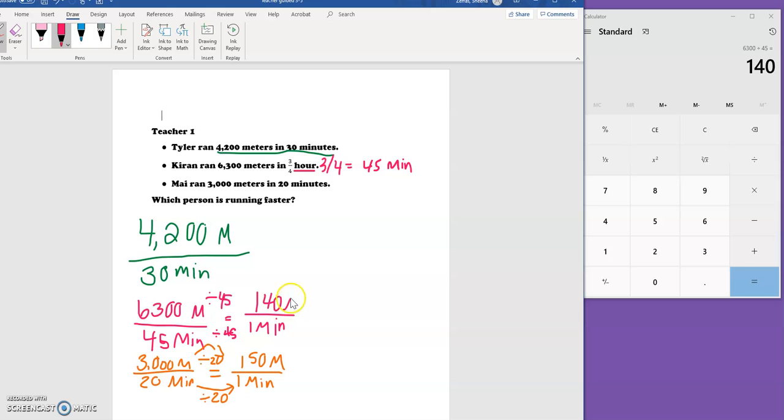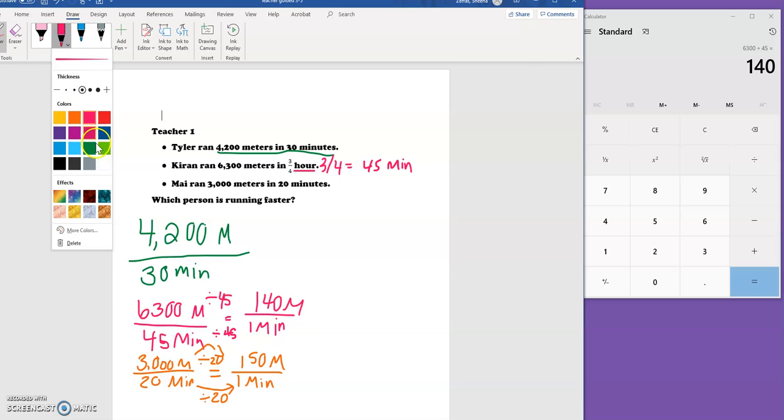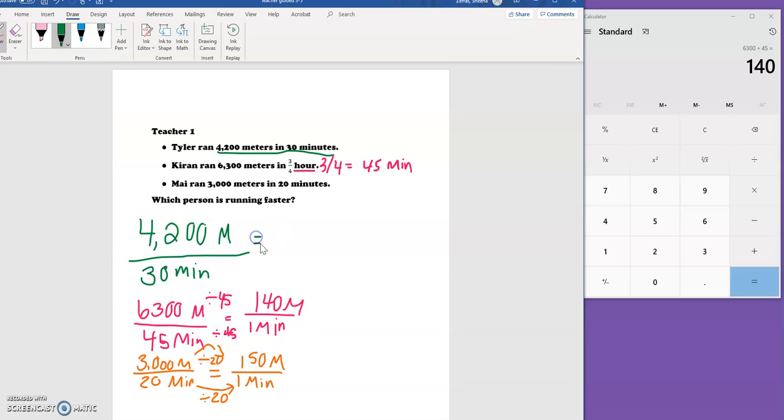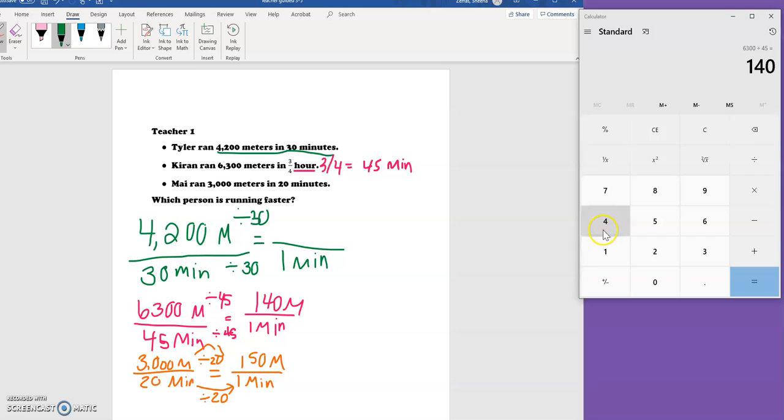So we can see so far 2 of our unit rates, and our last one, Tyler. How far can he go in 1 minute? Divide by 30. 30 divided by 30 gives me 1. 4,200 divided by 30.